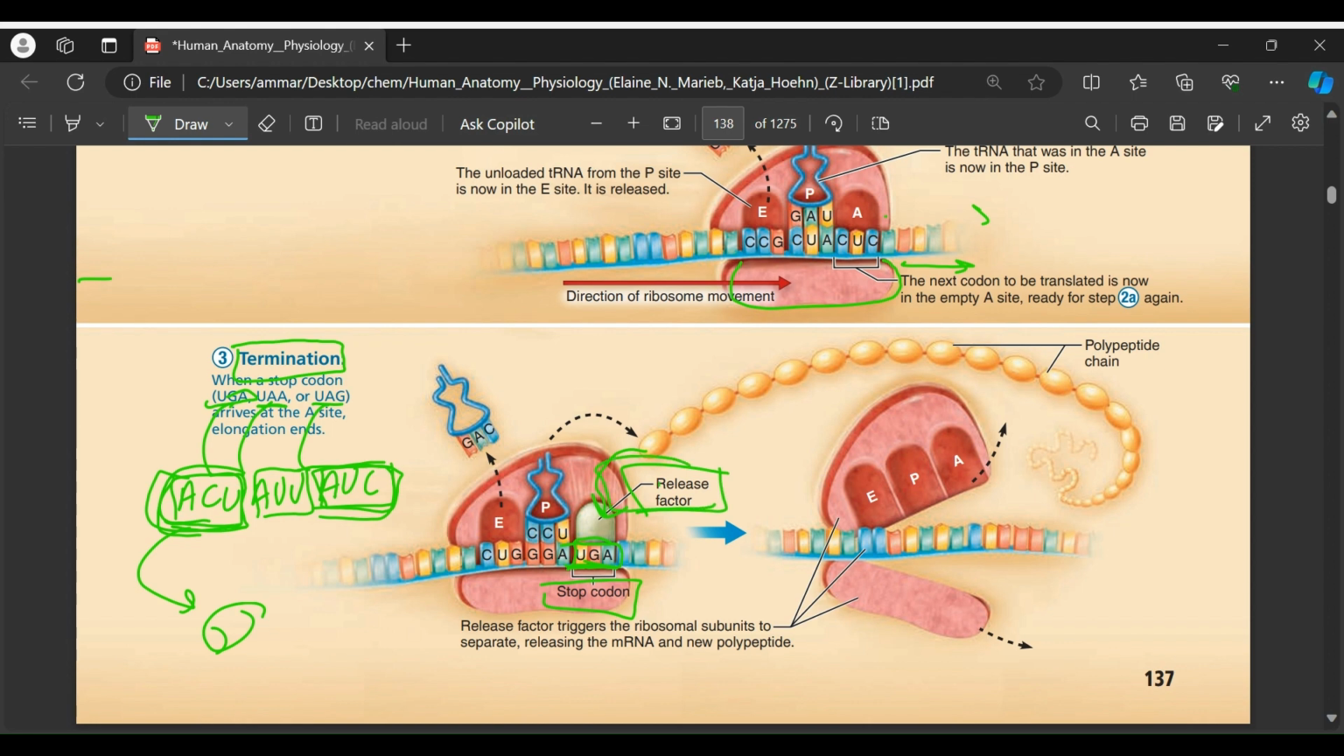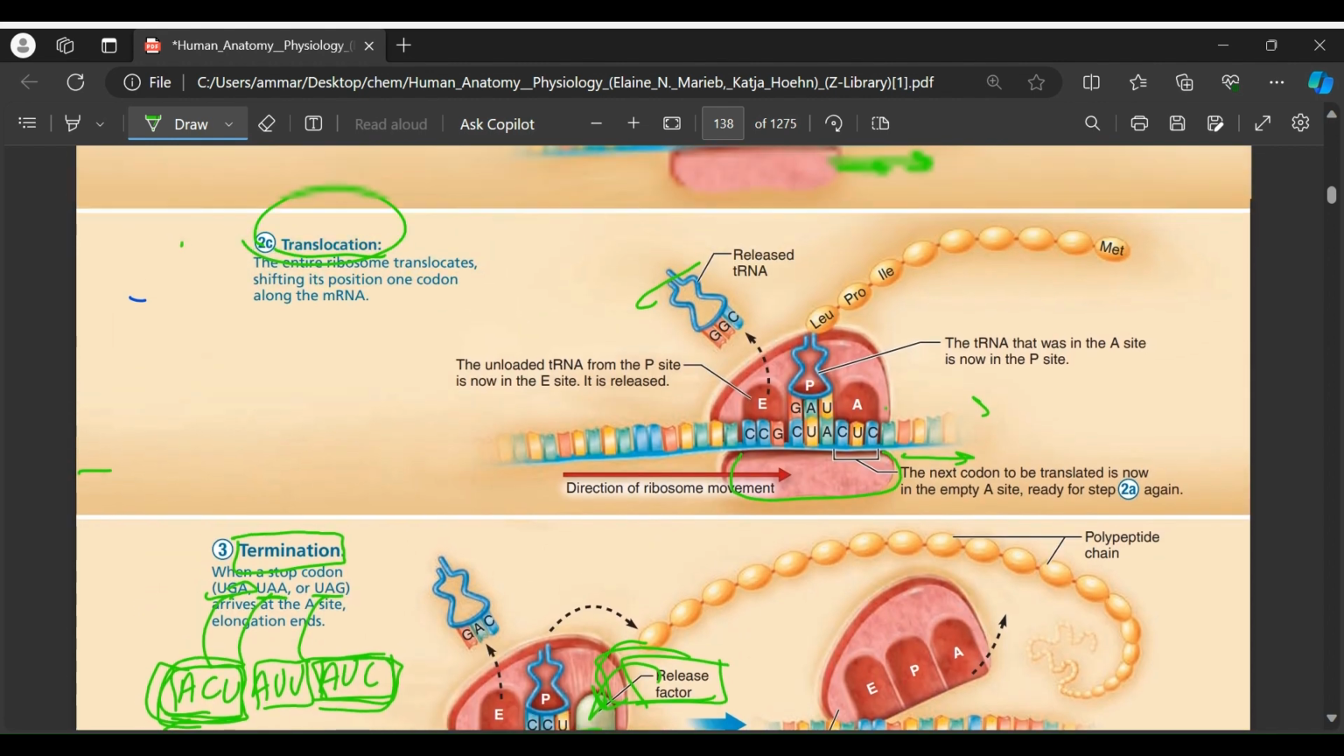So now the release factor binds in the A site. I will just go back here. Now we have A, P, E. In the E site, it will exit. Let's say, for example, we have another tRNA that came here, and this came here, and then this came here. But how? The tRNAs are not moving.